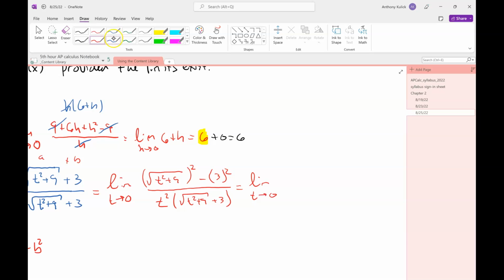Okay. So why is multiplying by the conjugate great? It's going to cancel the radical in the numerator. No more radical there. The square cancels the square root. So I have t squared plus 9 minus 9 over t squared times the quantity square root of t squared plus 9 plus 3.